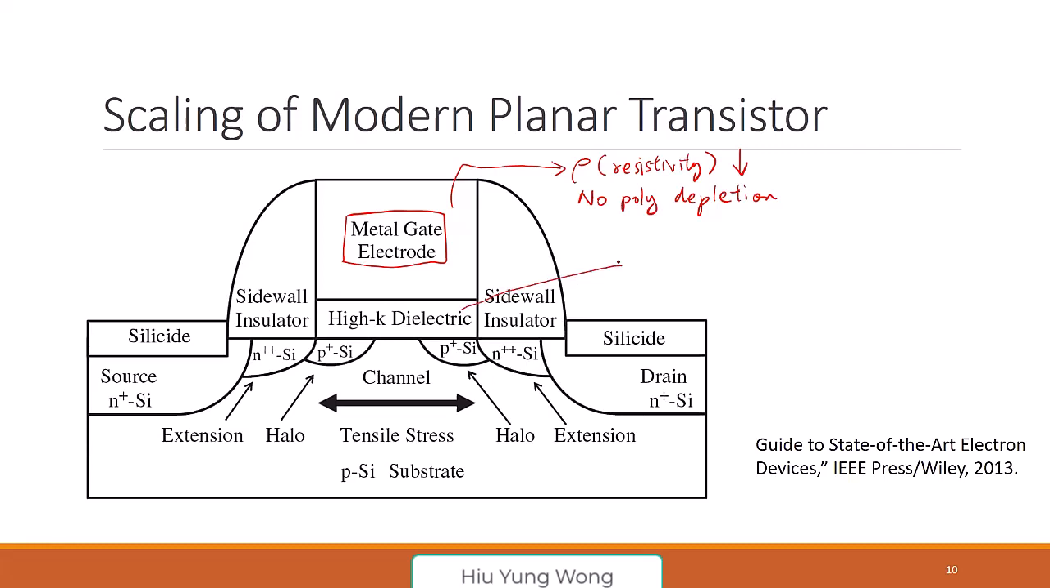Gate dielectric, right? We mentioned this already. We go from silicon dioxide to hafnium dioxide, or maybe other, but mostly hafnium dioxide. Why? I mentioned that already. Why do we want to do that? What's the difference between hafnium dioxide and silicon dioxide?